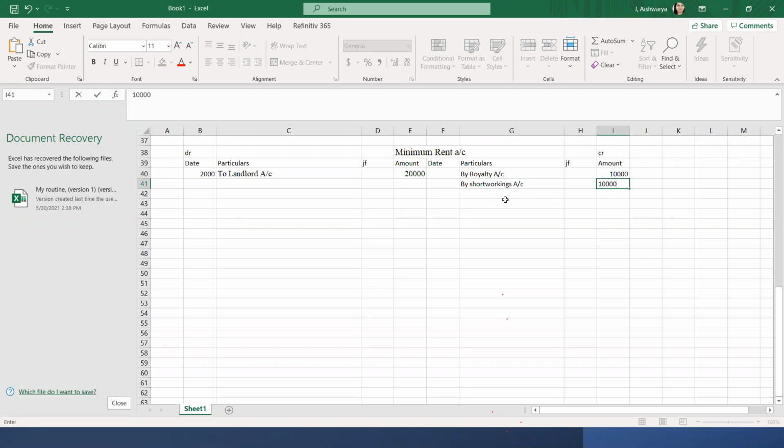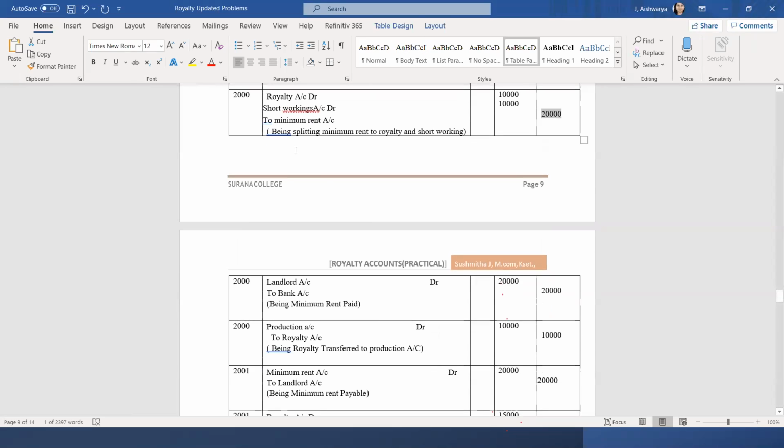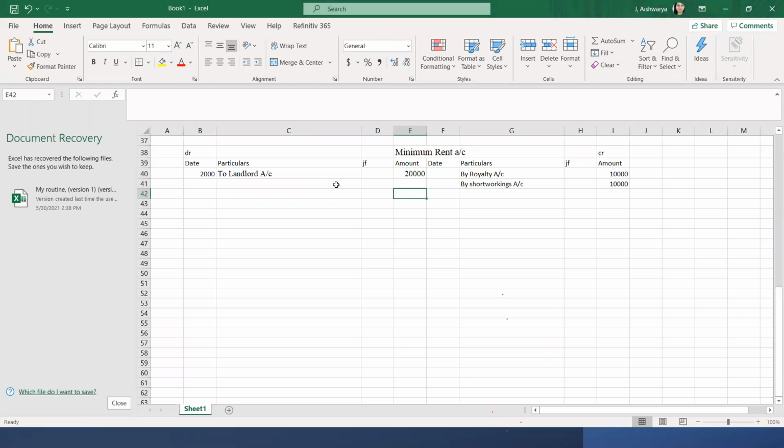Okay, 10,000 and 10,000. So total how much? Total is 20,000 and 20,000. Before that, you check once. Is there any other entry which is related to minimum rent in 2000? No, ma'am. Then you just close it, as it is equal.